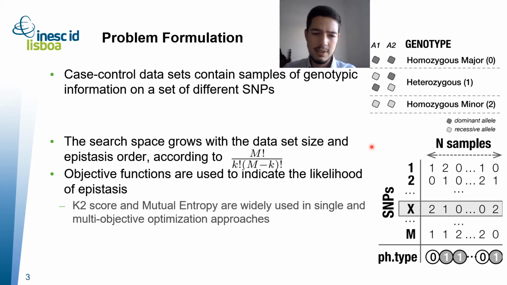For each combination of SNPs, objective functions are used to indicate the likelihood of epistasis happening. These objective functions are based on biological criteria, and two of the most widely used objective functions are the K2 score and mutual entropy, which will be used in this work both for single objective optimization, where only one function is being optimized for, and multi-objective, with the two functions being used.